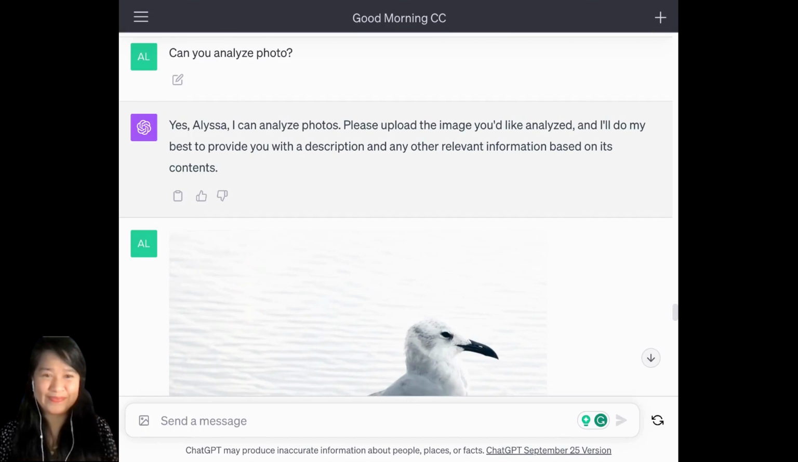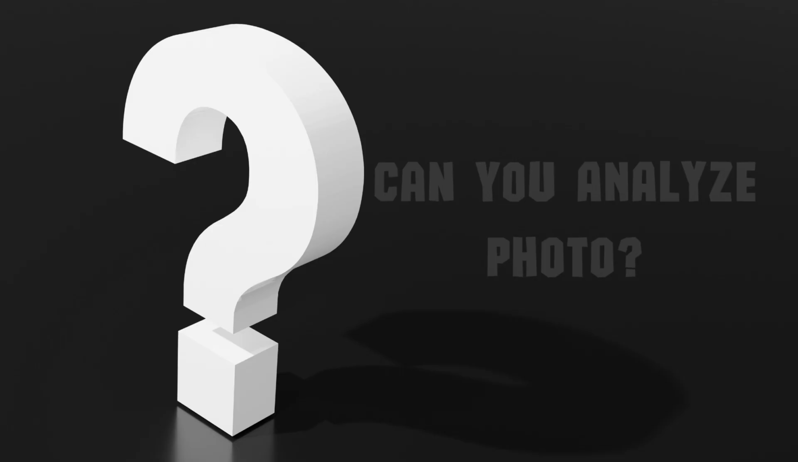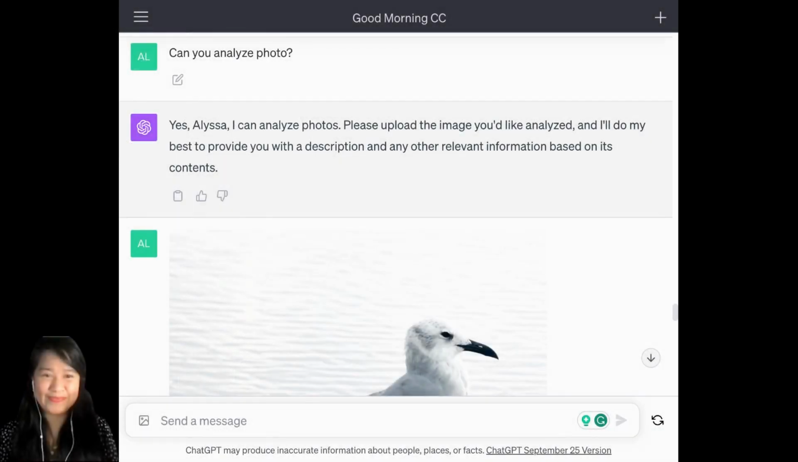Hello everyone, good morning. So I just learned today that ChatGPT can analyze photos. And the answer is yes, I can analyze photos. Isn't that exciting?